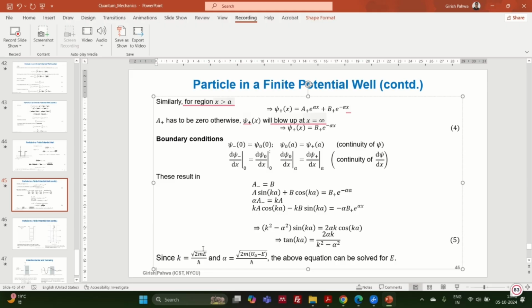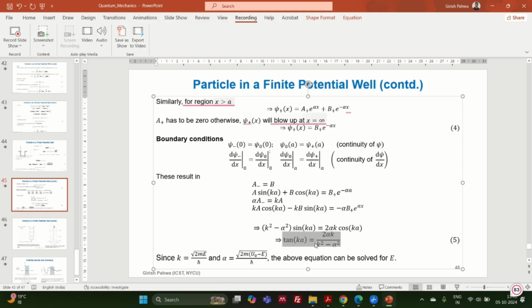Yes, because K is a function of energy using this. Alpha is also a function of energy using this. If you plug both of them here, it will mean that your energy has to follow this constraint. Energy has to follow this constraint, right? It means energy is not now anything. It cannot be any real number. It has to be a value which follows this constraint.